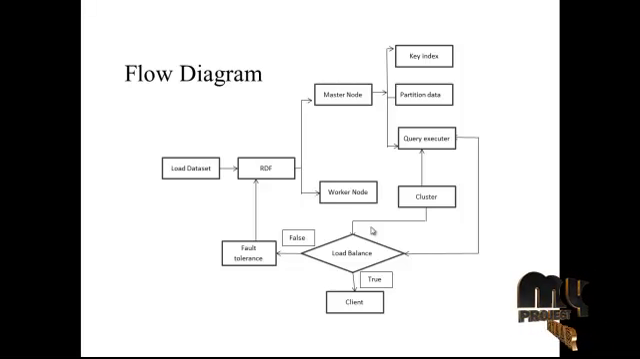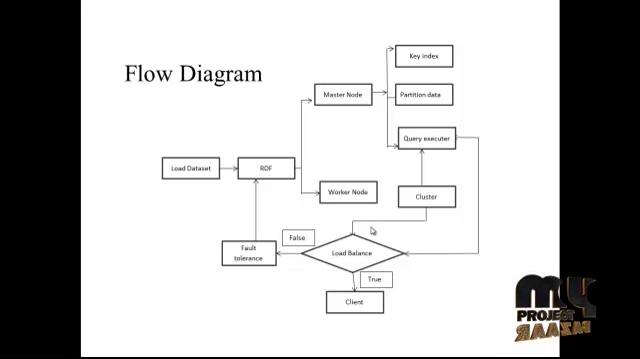It has two categories: one is the master node and the other one is the worker node. The master node, for processing data, has three components. The first one is the key index. The key index means using some key values based on our data. Here we will use student details, and based on student details we will process our project. So here I am using student ID as the key index.